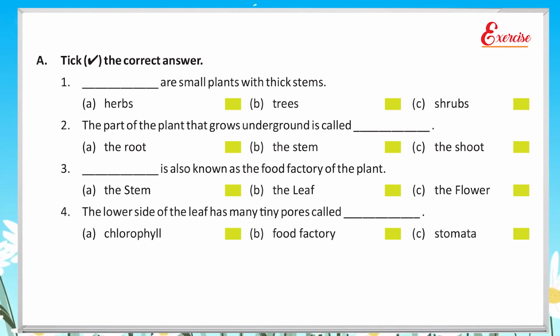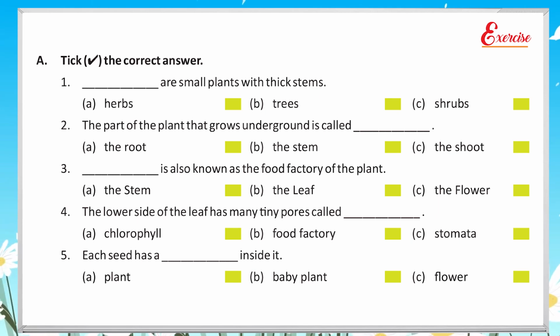4. The lower side of the leaf has many tiny pores called A. Chlorophyll. B. Food factory. C. Stomata. 5. Each seed has a inside it. A. Plant. B. Baby plant. C. Flower.